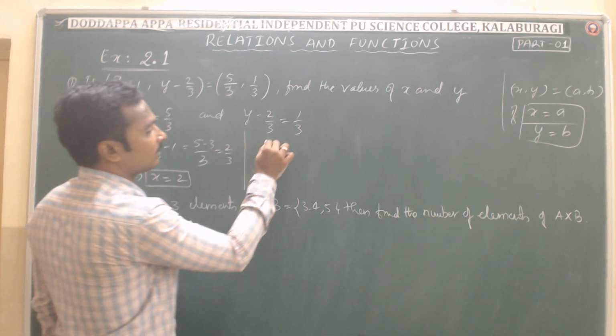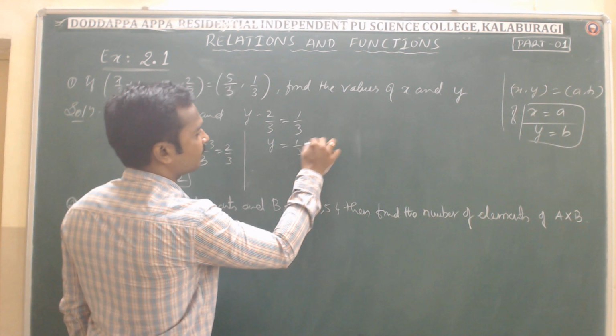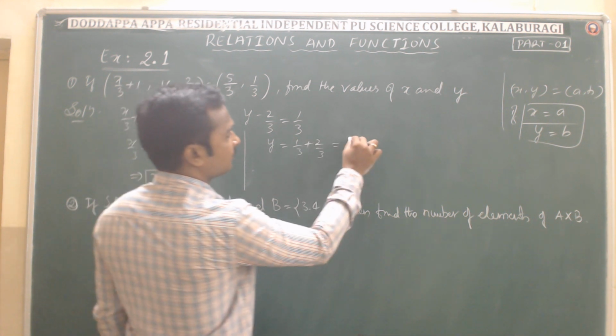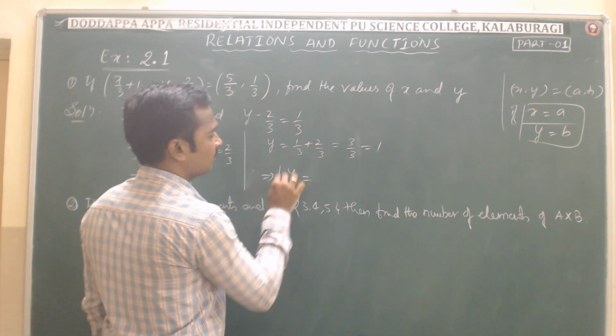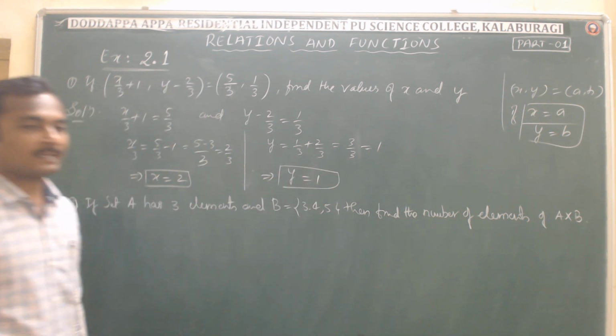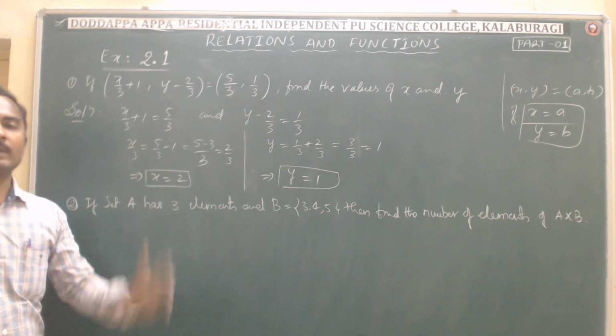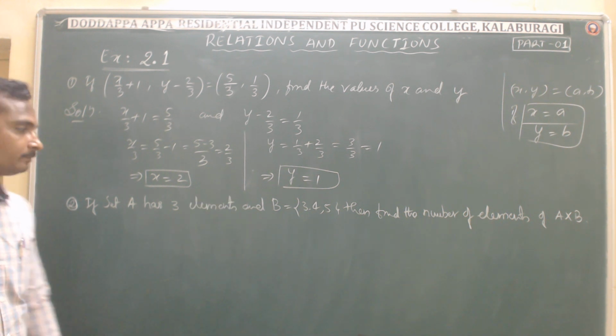Similarly here, y equals 1/3 + 2/3, which leads to 3/3, which is 1. So y must be equal to 1. So the x and y values are: x value is 2, y value is 1.